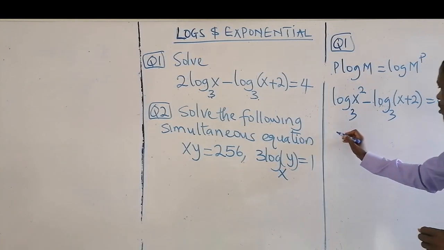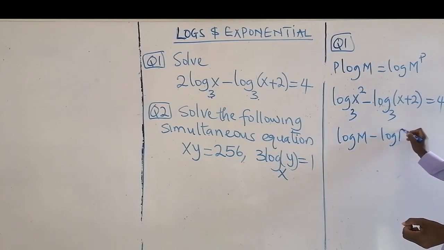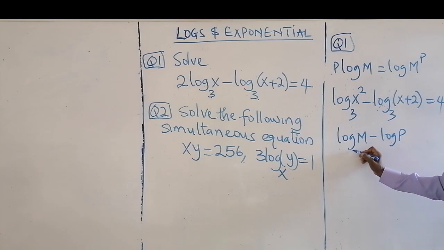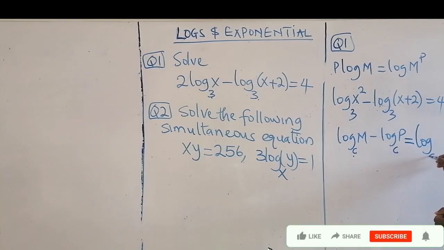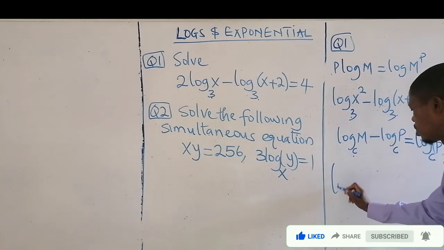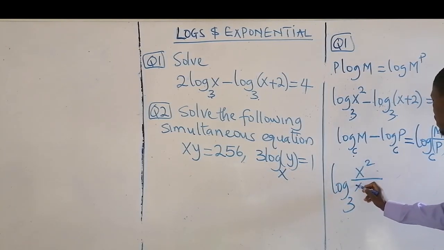Another observation is that from the laws of logarithm, log m minus log p. Once the base is the same, let's say you have base c here and base c here, it gives you log to base c, and then you divide, m over p, and then you close the brackets. So let's apply that. We take the common logarithm, log to base 3, of x squared all over x plus 2, close your brackets, equal to 4.